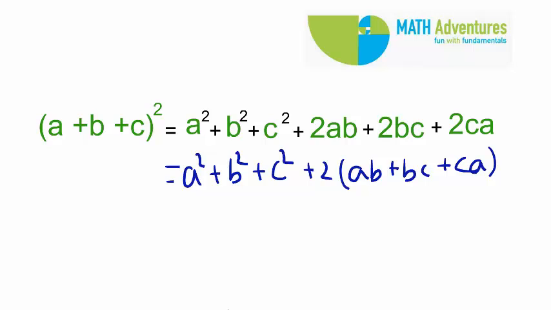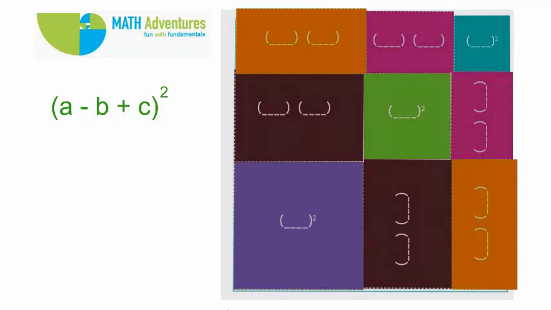Now, how do we solve problems if either A or B or C is negative? Let us consider A minus B plus C the whole square. So, we will write B as plus of minus B in a bracket itself and solve as we solved the previous case.